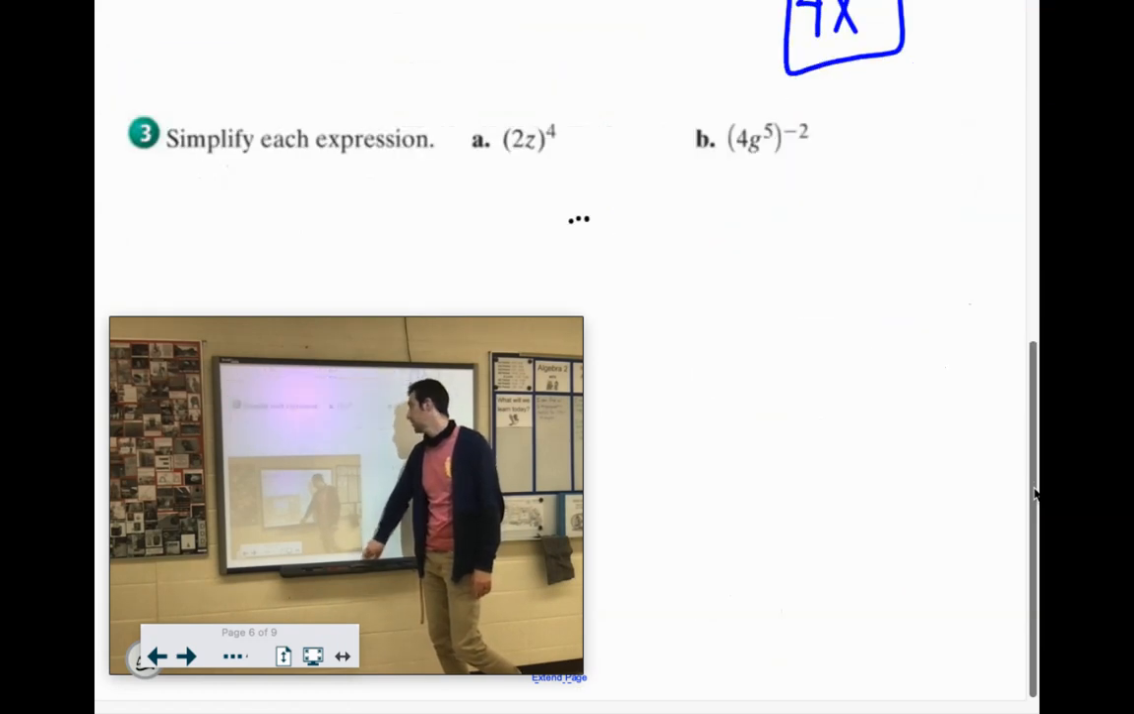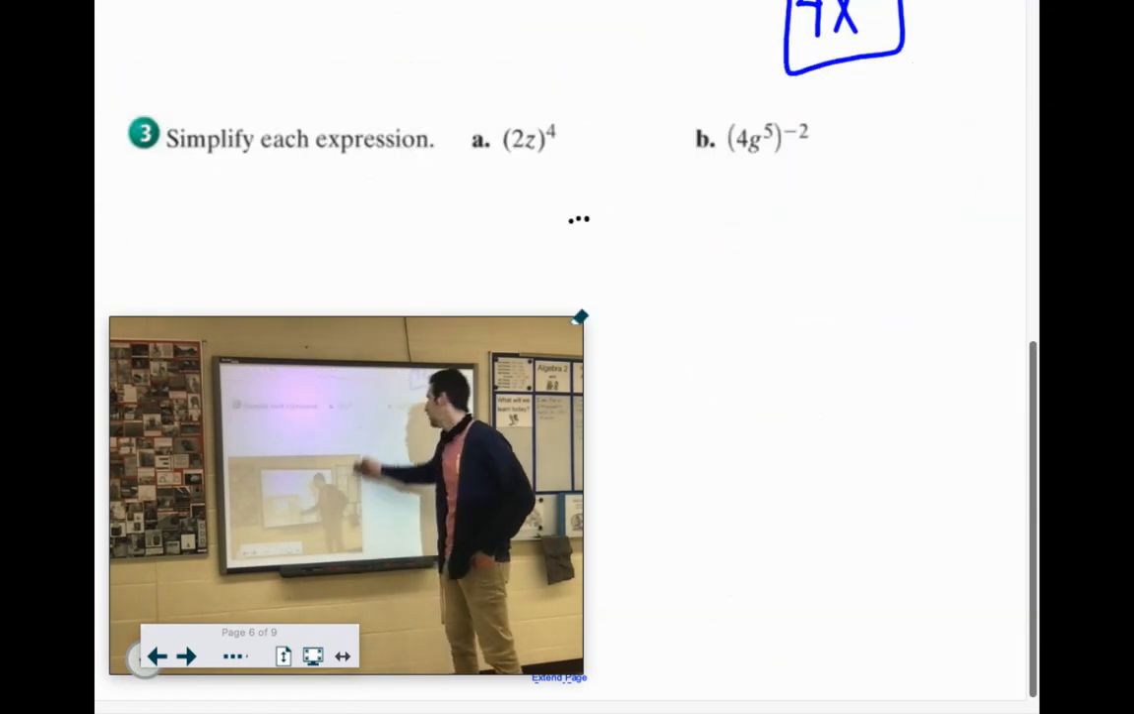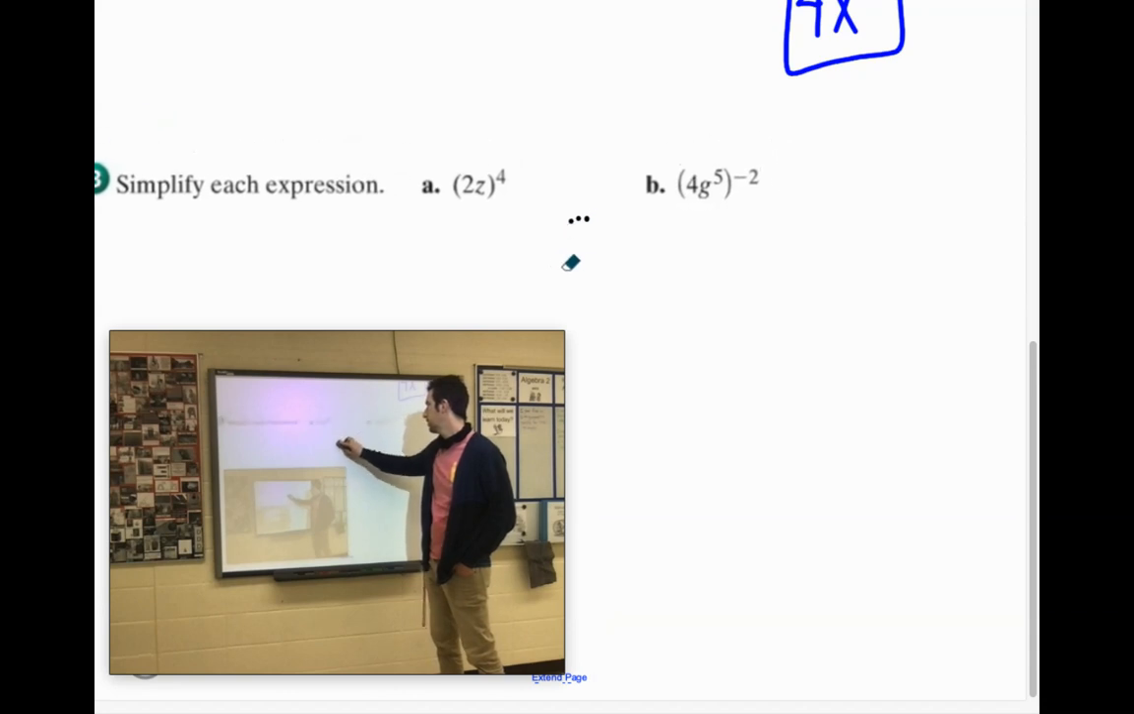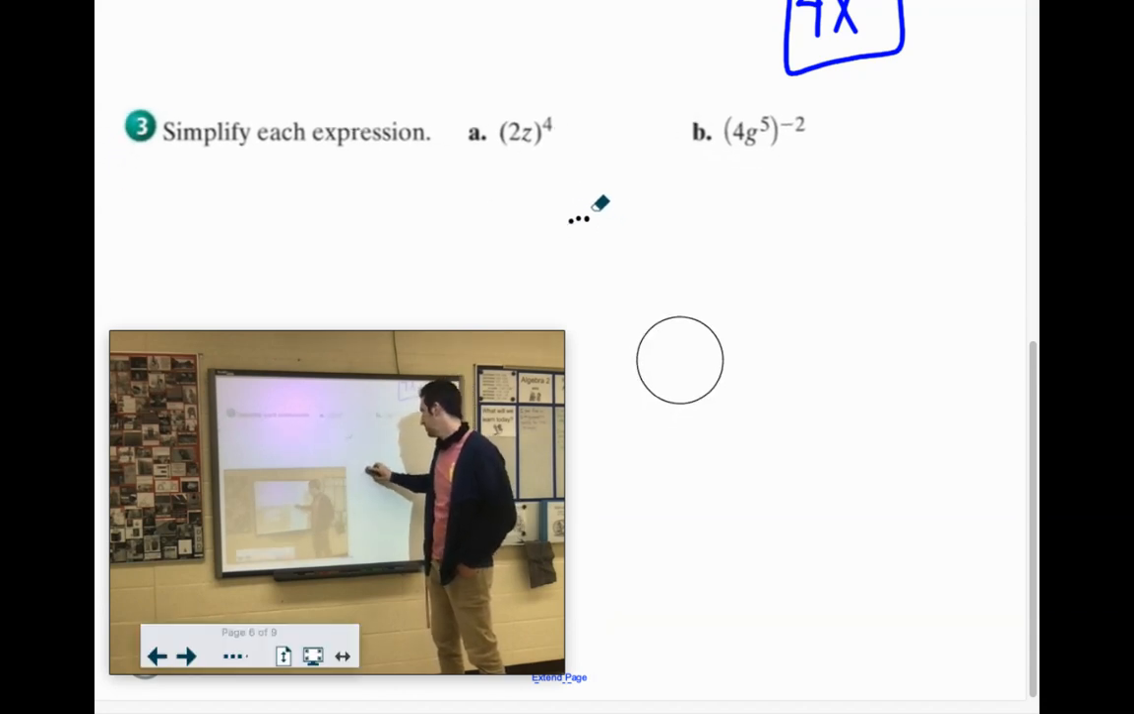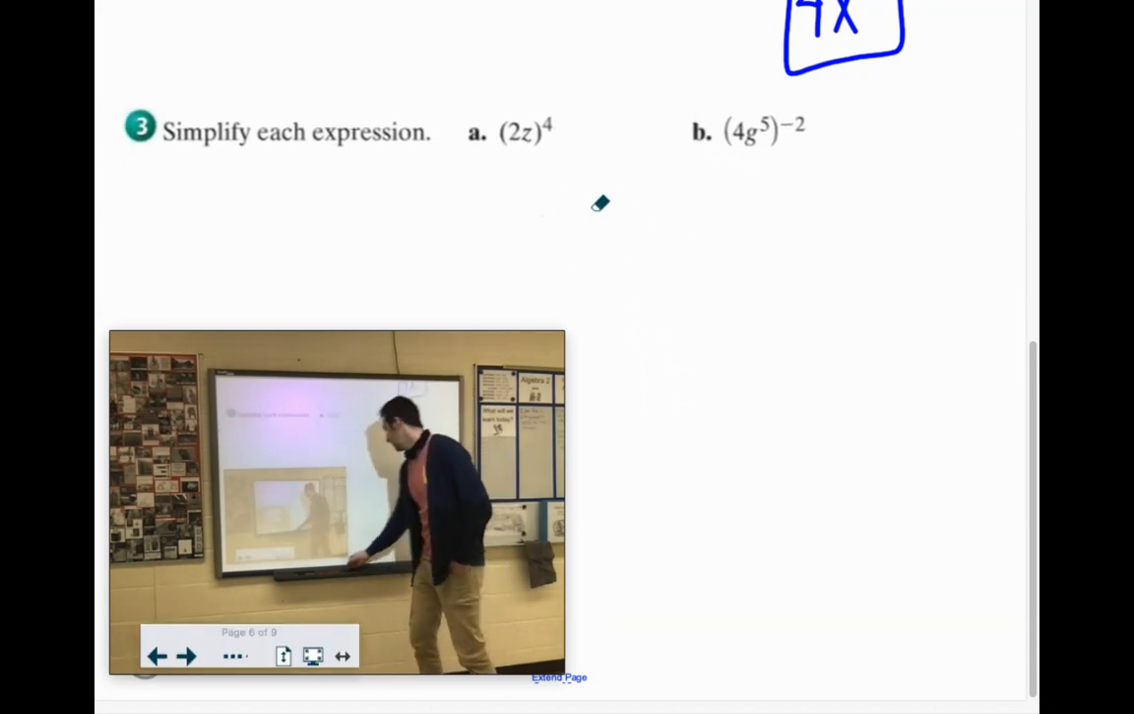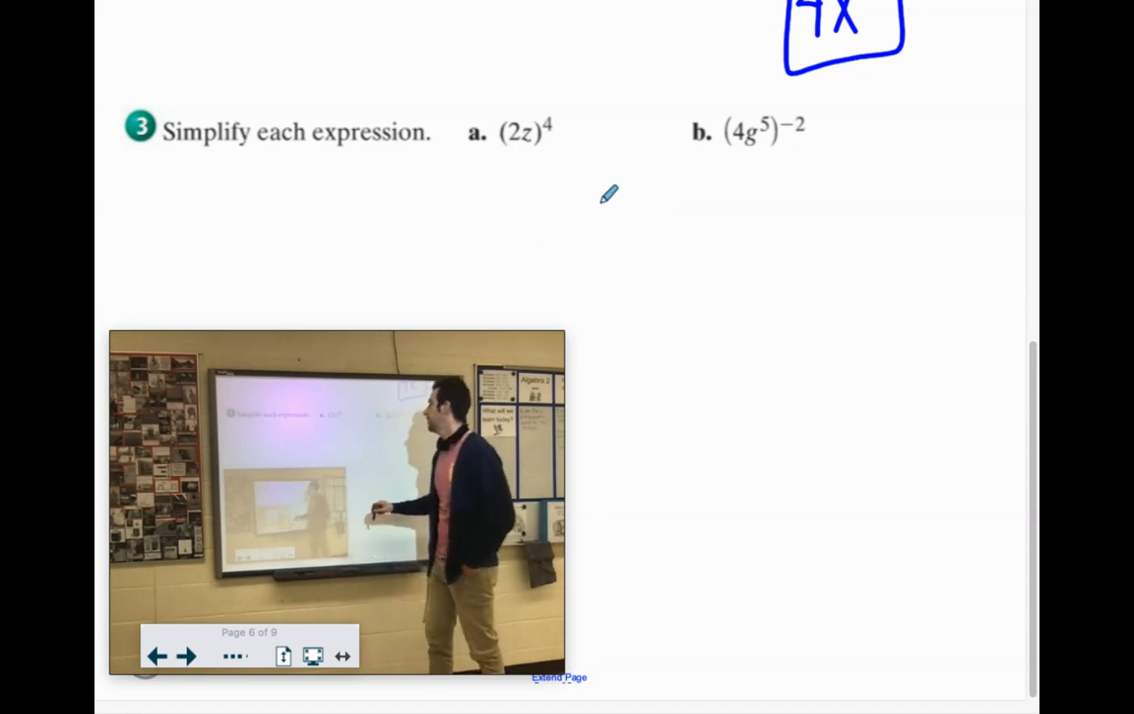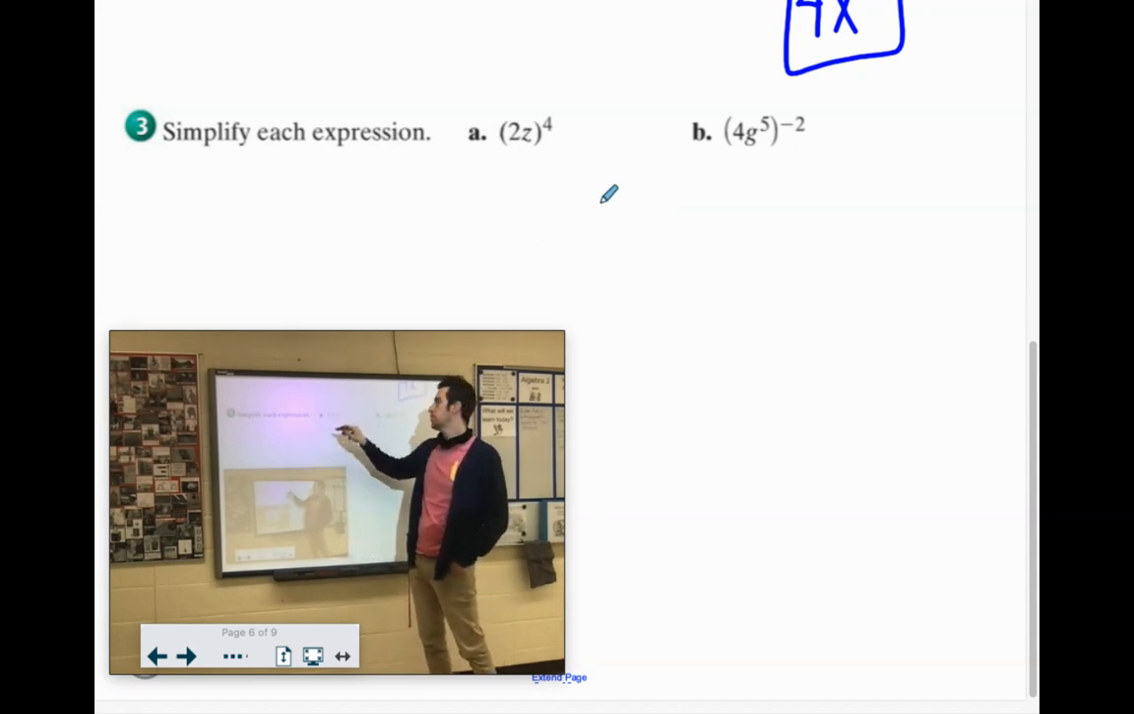If I can move the screen down. There we go. There we are. Okay, what is happening? Isn't that the eraser? Okay. Whew.